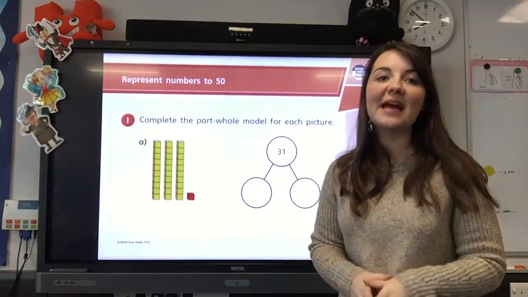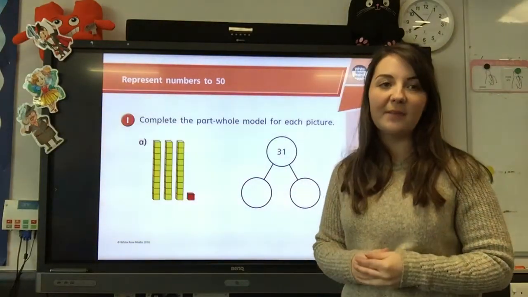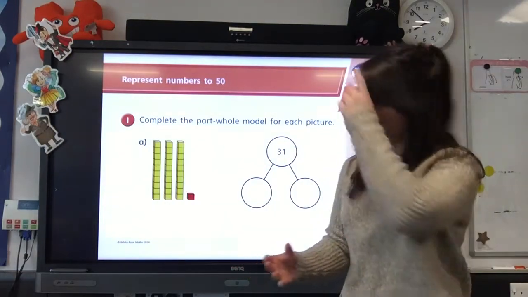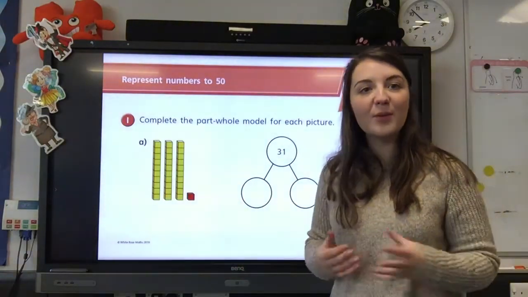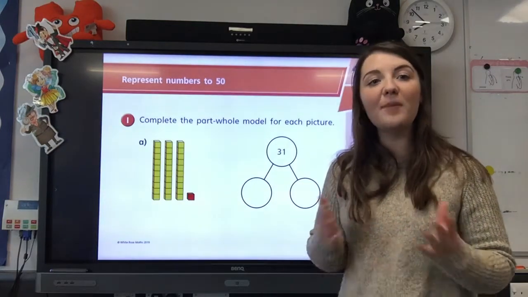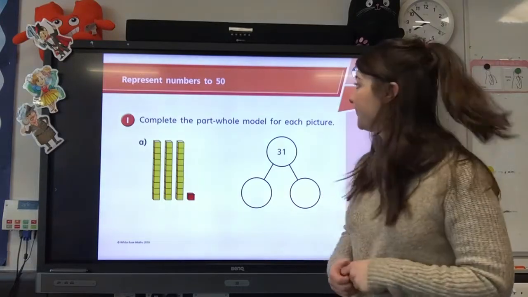Yesterday we were learning how to represent numbers to 50 on a part whole diagram by putting the tens in one part and the ones in the other part. I'm going to talk you through some of the worksheet questions I want you to work through today. If you need to, you can go back and watch yesterday's lesson to help you remember what to do.